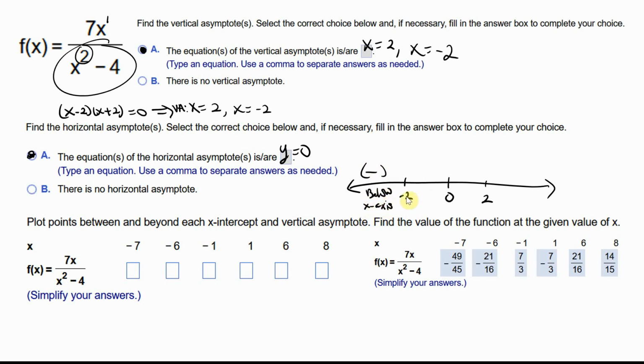A number between -2 and 0, -1: +7 over 3, plus sign. It's going to be above the x-axis. A number between 0 and 2, 1: negative, right? Below. A number bigger than 2. Just see how they're testing 6 and 8. Just need one of them. You get the same sign. So this is plus.